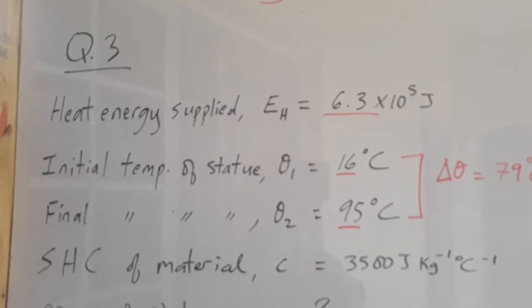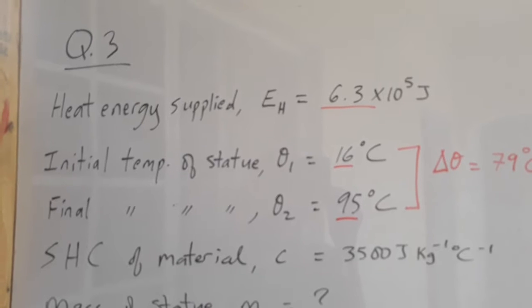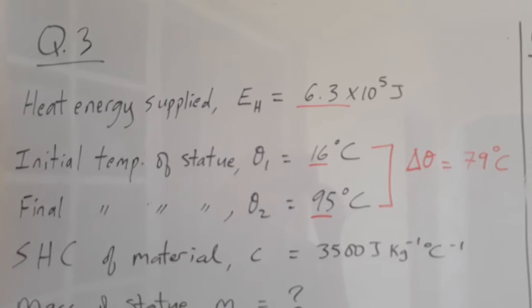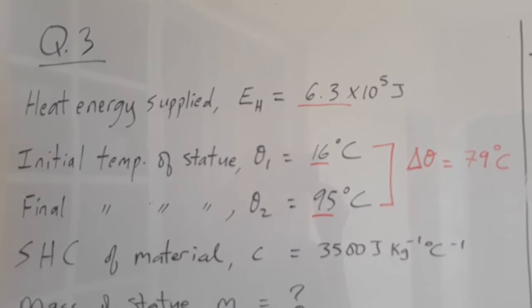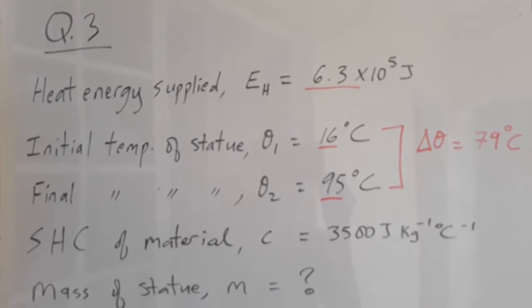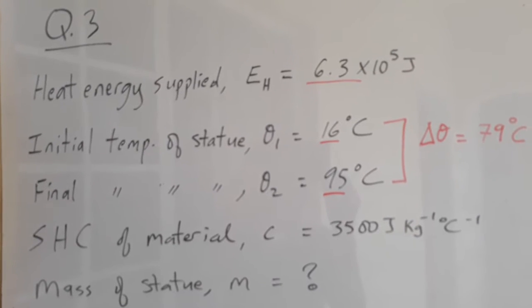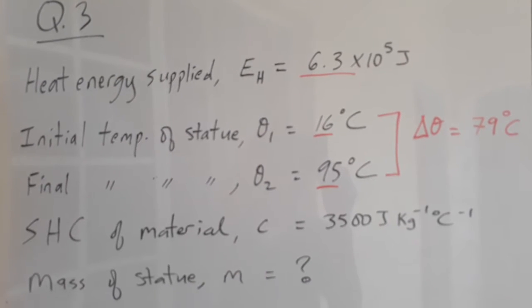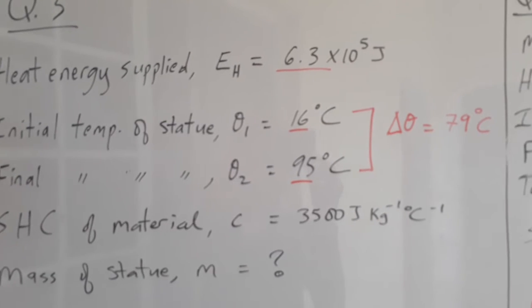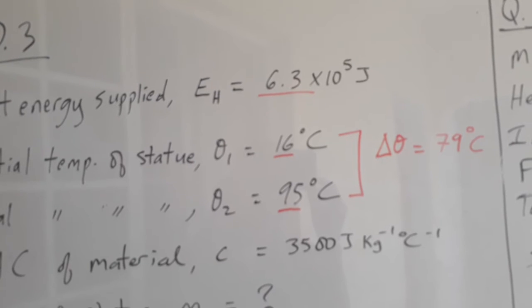Question 3, we have the values again. Heat energy supplied to the statue is 6.3 times 10 to the 5th joules. Initial temperature of the statue is 16 degrees Celsius. Final temperature of the statue is 95 degrees Celsius. So that gives us a temperature change of 79 degrees Celsius.